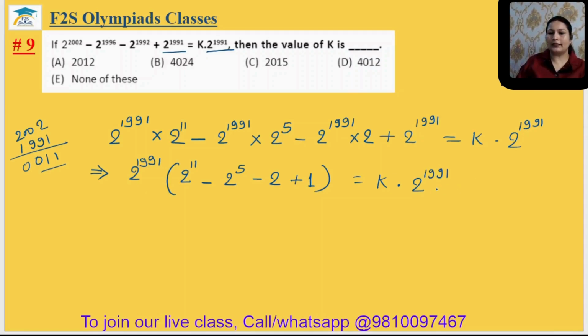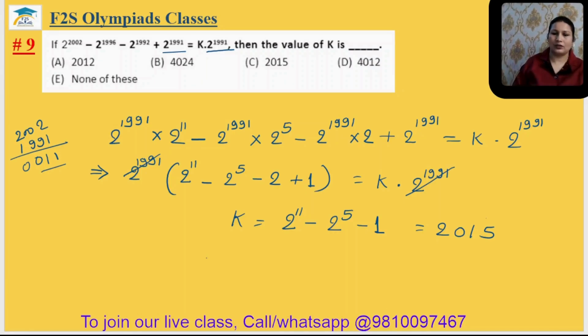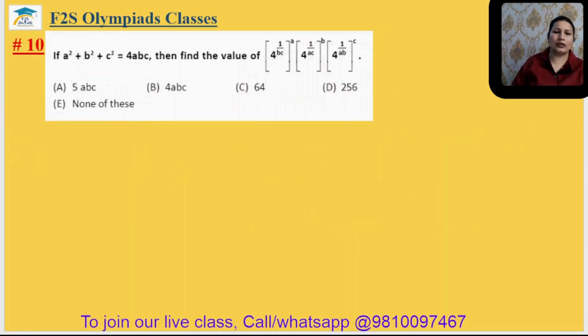Both sides it is available to cancel out. Now k equal to 2 to the power 11 minus 2 to the power 5 minus 2 plus 1, that is 2 to the power 11 minus 2 to the power 5 minus 1. On simplification we will get 2015. You can multiply 2 eleven times and 2 five times and subtract it, so you will get 2015. Okay.